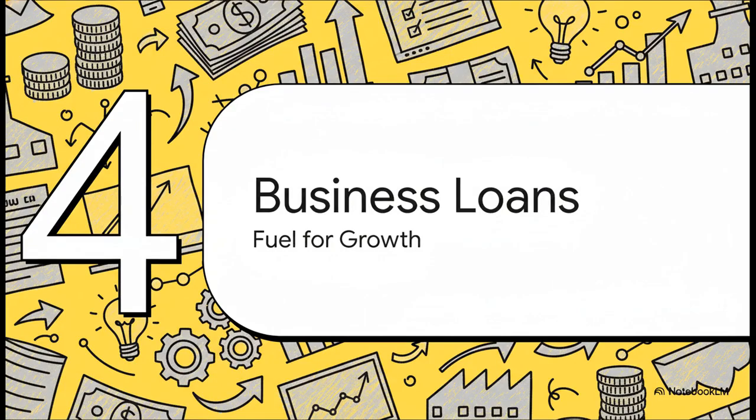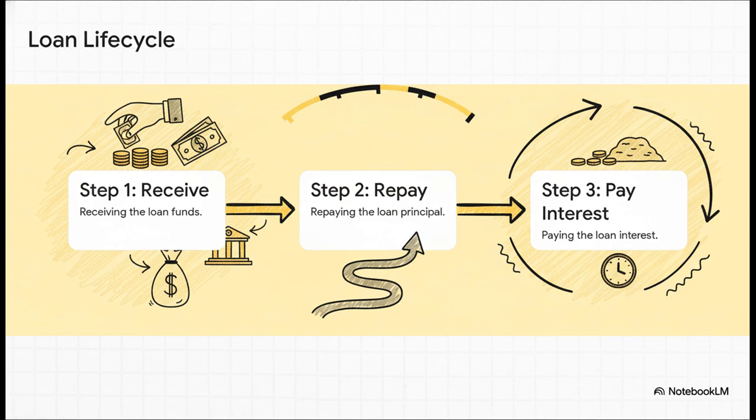All right, so that covers money going out of the business for personal stuff. Now, let's flip the script and talk about money coming in to help the business grow. Yep, we're talking about business loans. You see, a loan isn't just a single event you log in your books and forget about. It's more like a story with a beginning, a middle, and an end. There are three clear stages.